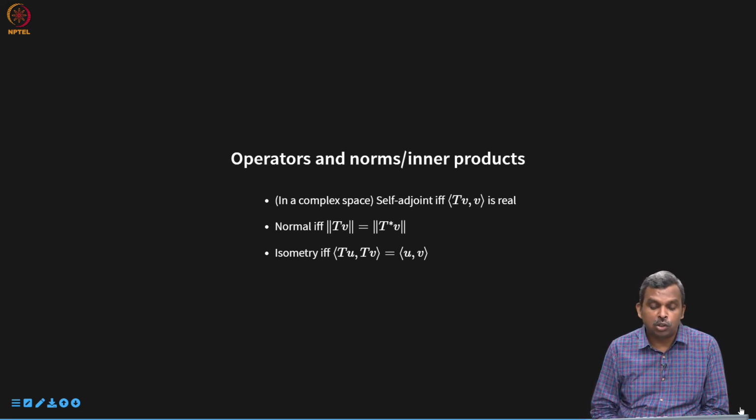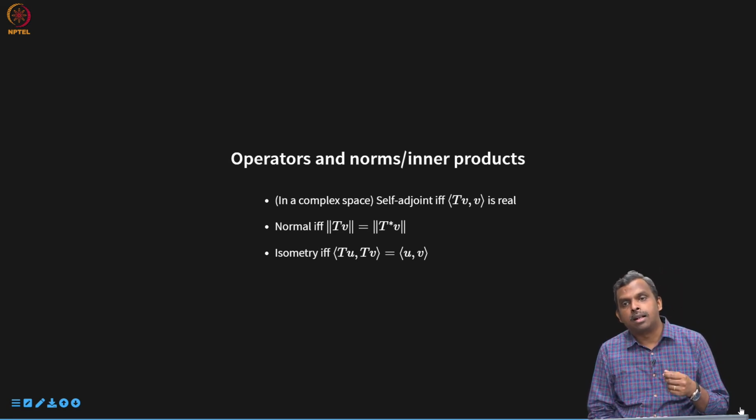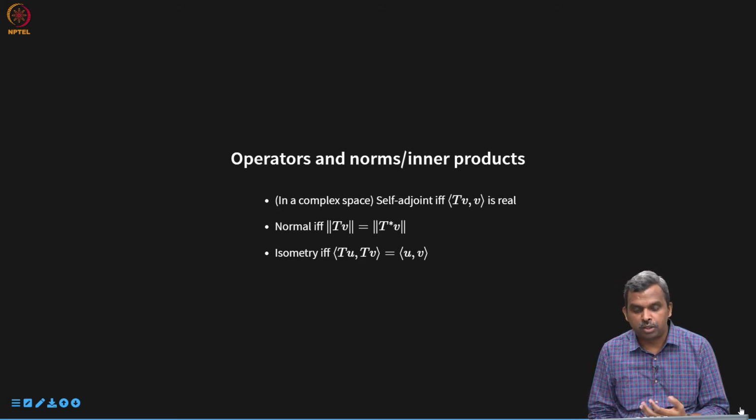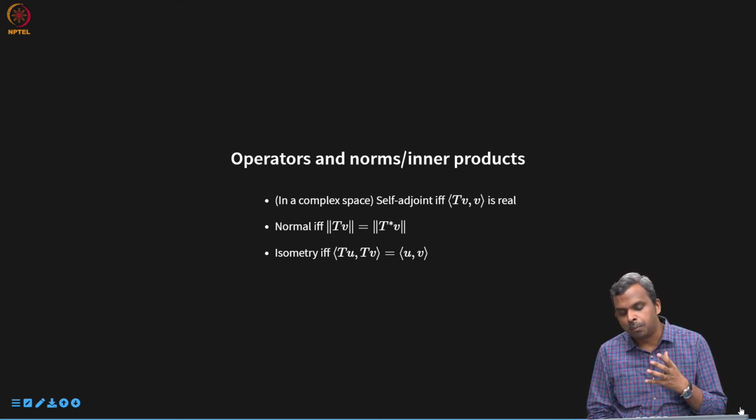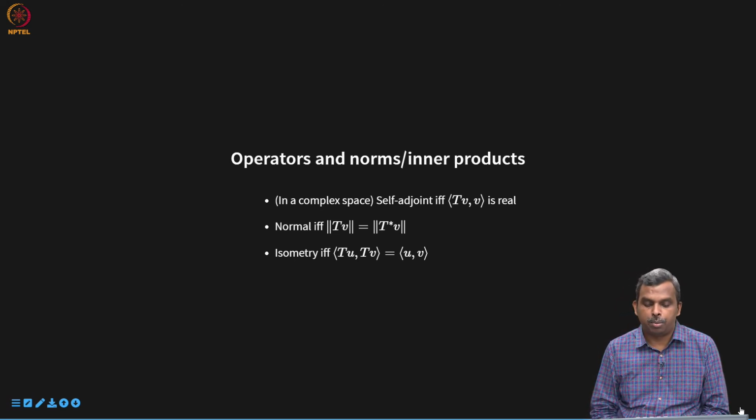And then we also saw normal if and only if the norm of TV and the norm of T star V are the same. Remember, self-adjoint means TV equals T star V, right? So T and T star are exactly the same. In normal, T and T star need not be the same, T star T equals T T star, but their norms have to be the same. Okay, so it's so strong. A norm is quite a strong constraint on the operator T.